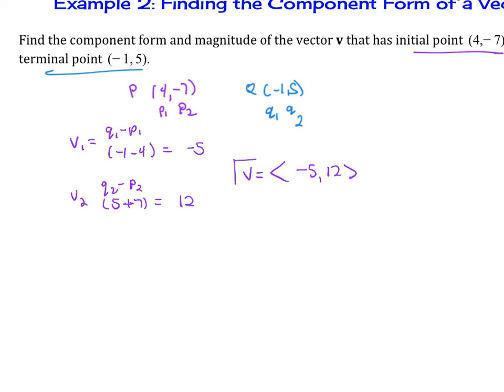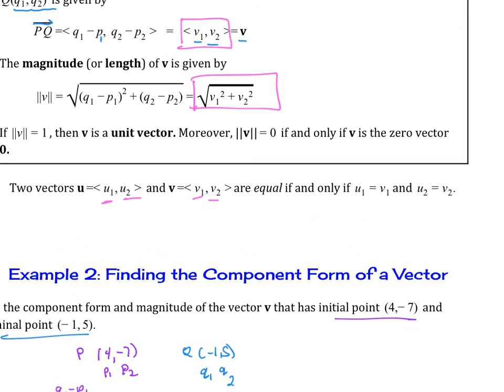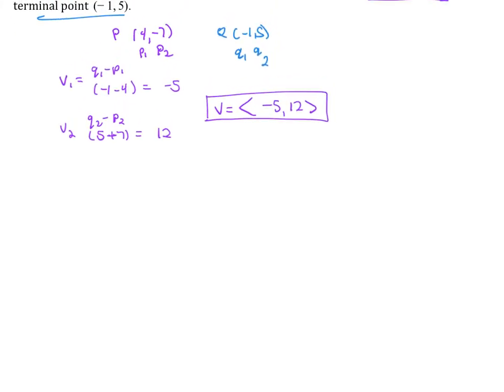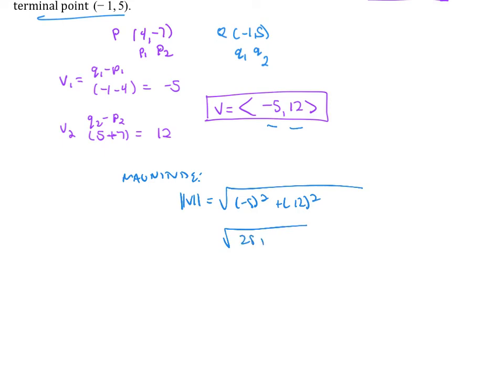Now the next thing we need to do is find the magnitude of the vector. Remember, we could use the distance formula, but we already did a lot of the work, so we're just going to square each one and then square root it. So to find the magnitude, the magnitude of V is the square root of -5 squared plus 12 squared. This is the square root of 25 plus 144, or the square root of 169, so the magnitude of V is 13.